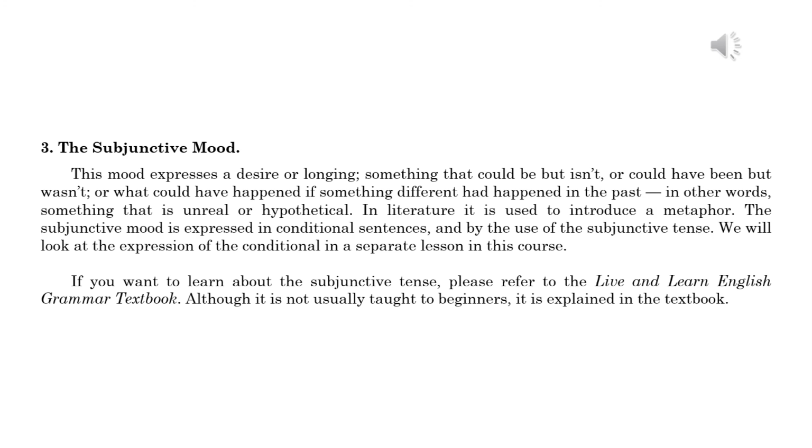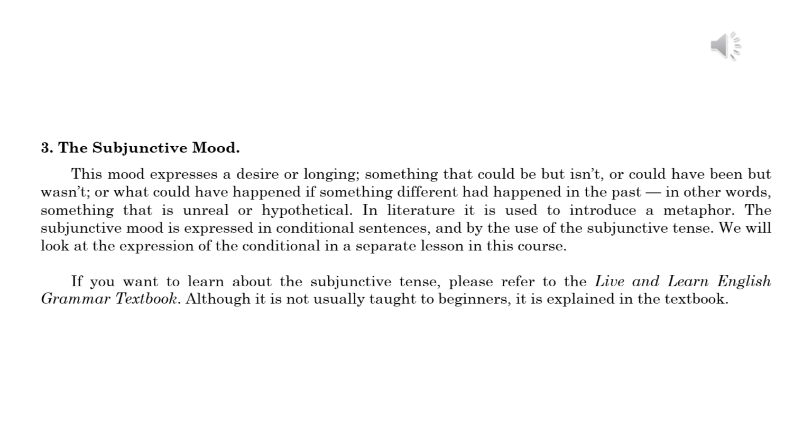Three. The subjunctive mood. This mood expresses a desire or longing, something that could be but isn't, or could have been but wasn't, or what could have happened if something different had happened in the past. In other words, something that is unreal or hypothetical. In literature, it is used to introduce a metaphor.